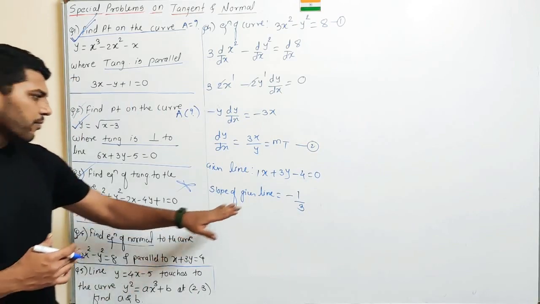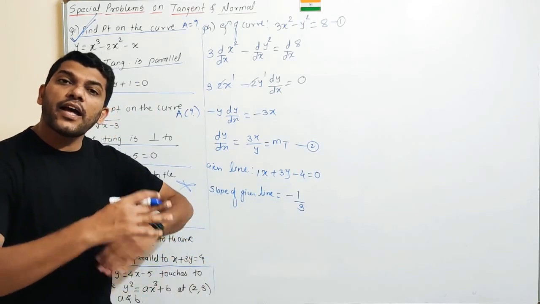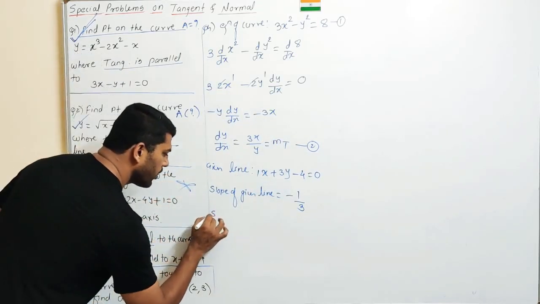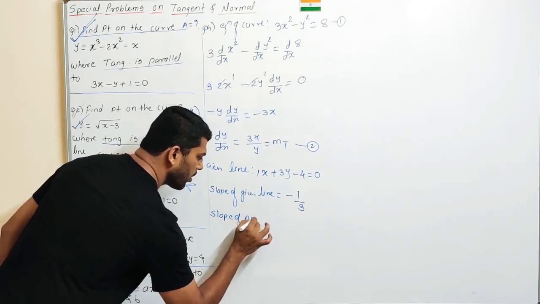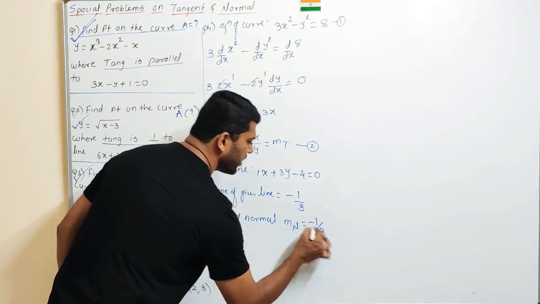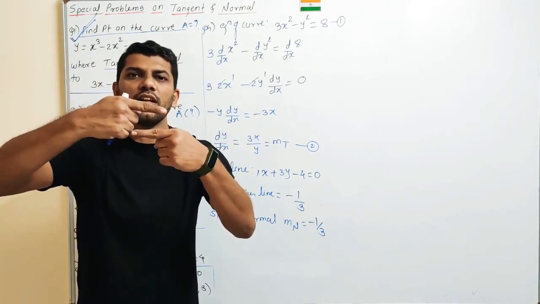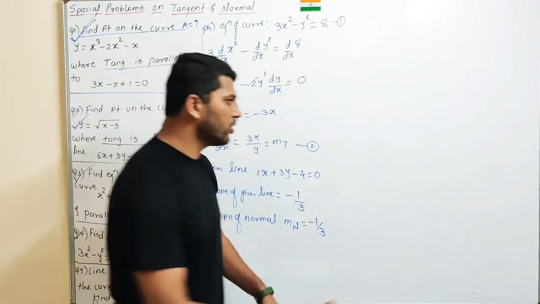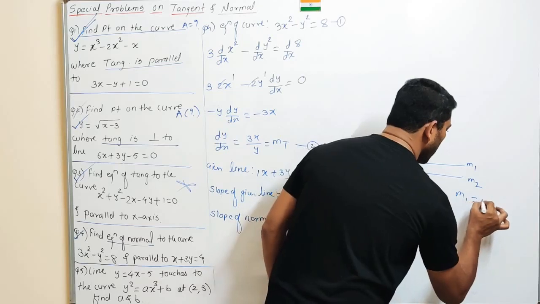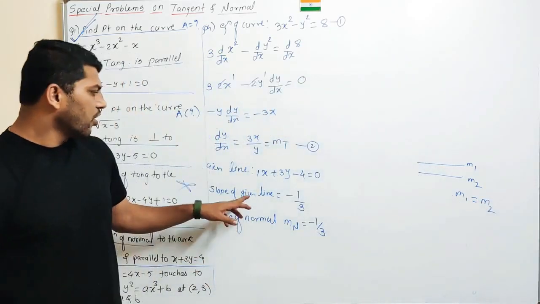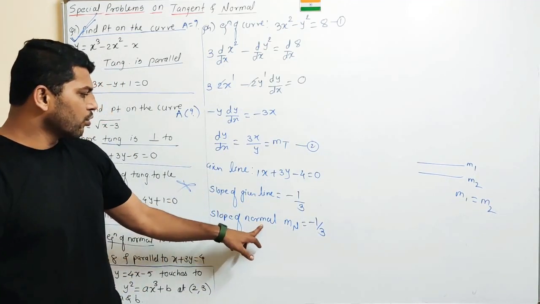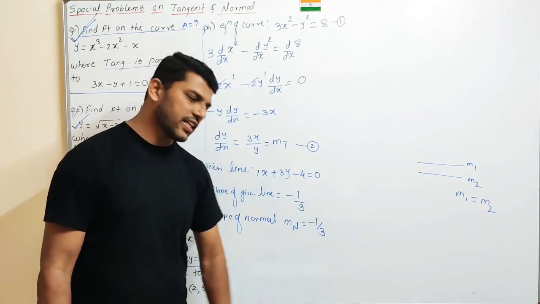So according to them, this line is parallel to the normal. Then what is the slope of normal? The slope of normal, which I am indicating by m of n, is also the same. The reason is, if two lines are parallel, then their slopes are always equal. We know this concept. Since according to them this given line and normal are parallel to each other, therefore I am considering the slope of normal equal to minus 1 by 3, which is exactly the same.